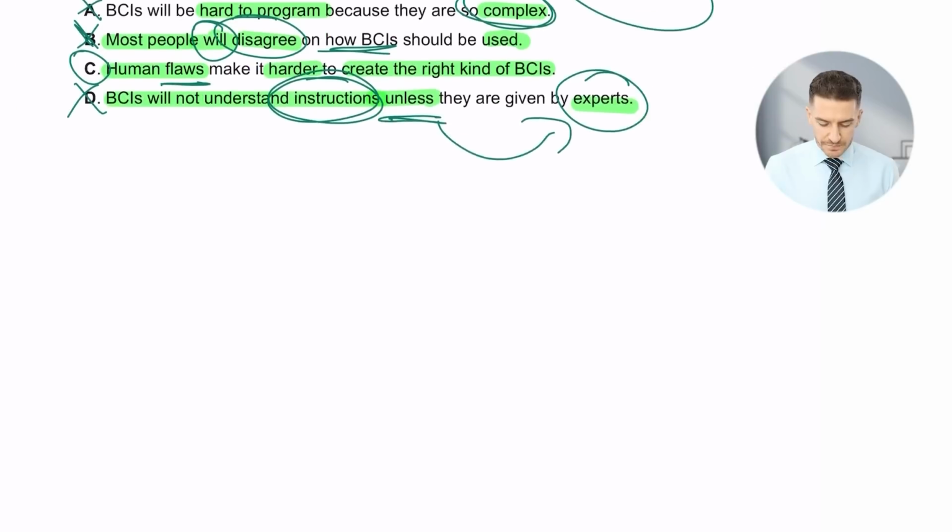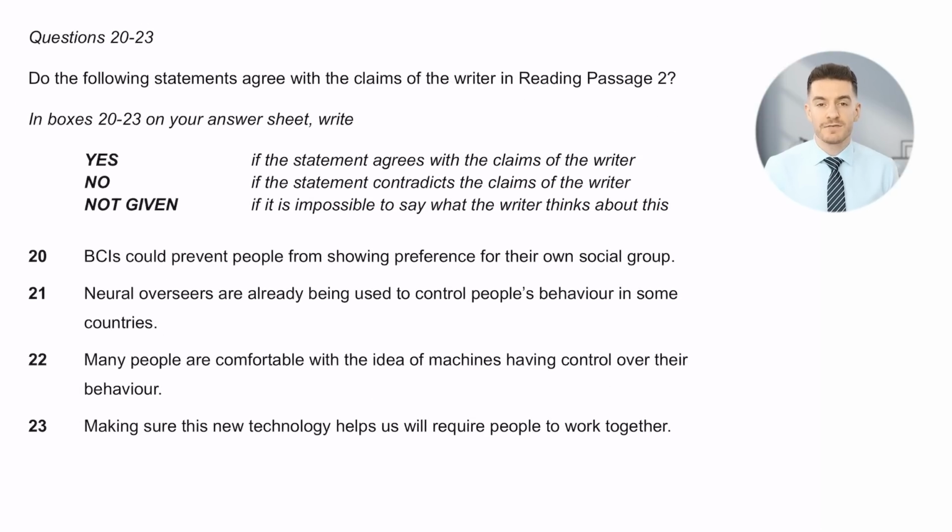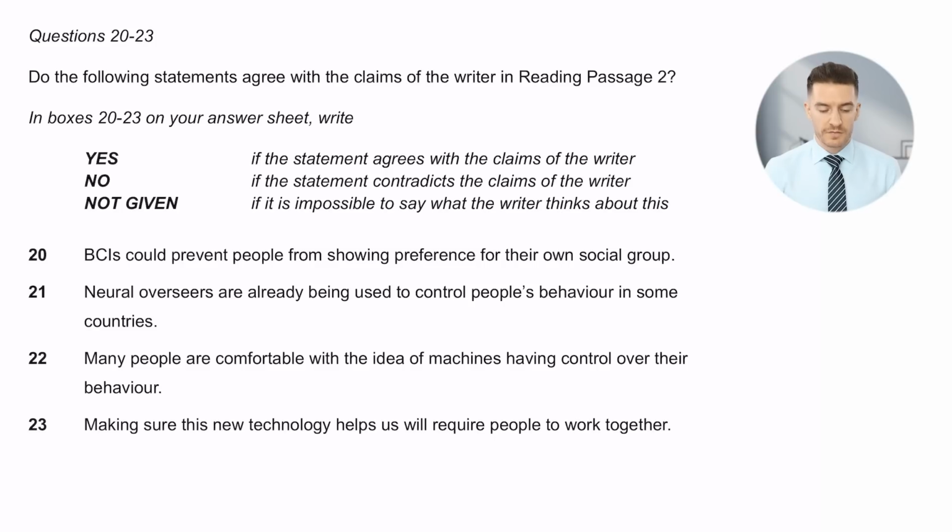Let's go down now and we'll look at the second set of questions, which appear to be yes, no, and not given questions. So let's have a read of these questions. Questions 20 to 23. Do the following statements agree with the claims of the writer in reading passage 2? Now, this is really important where it says claims of the writer, because it's asking about the opinion of the writer. It doesn't matter what we think or how we feel, okay? It's all about the claims of the writer, not our opinion.